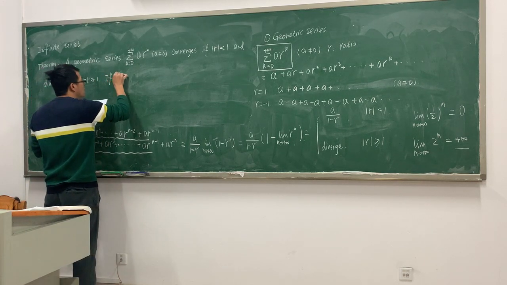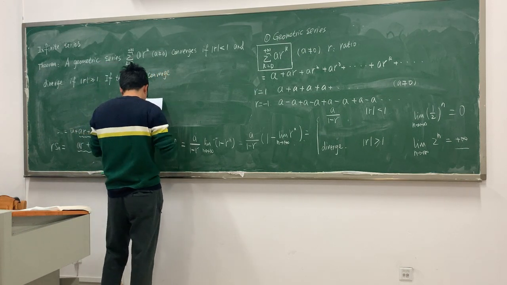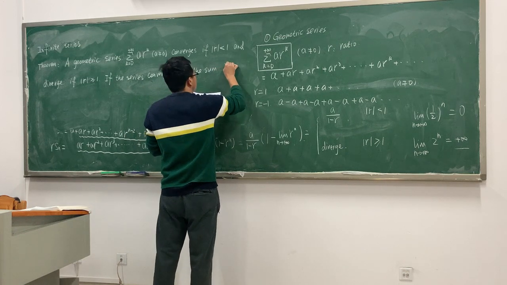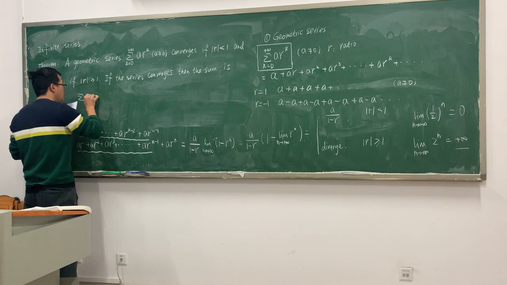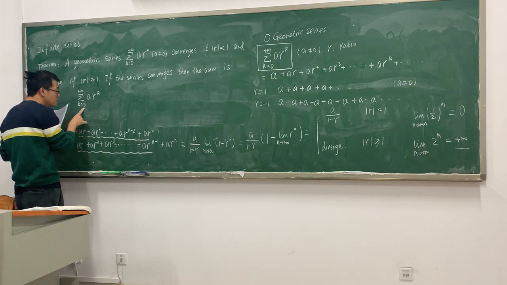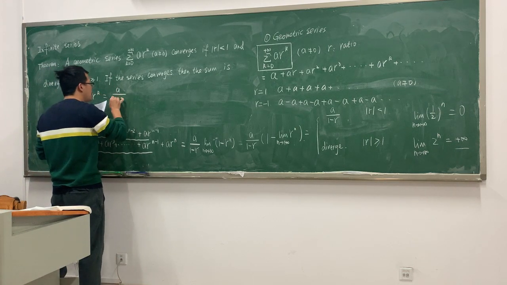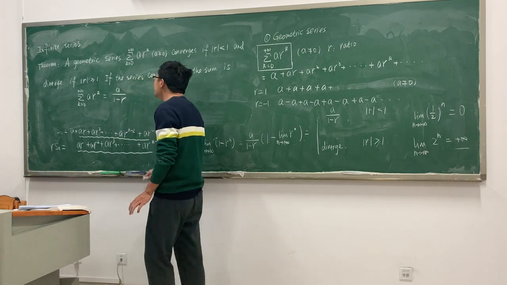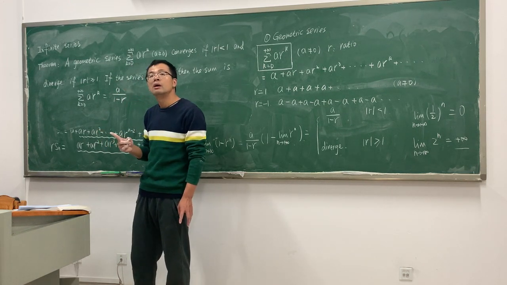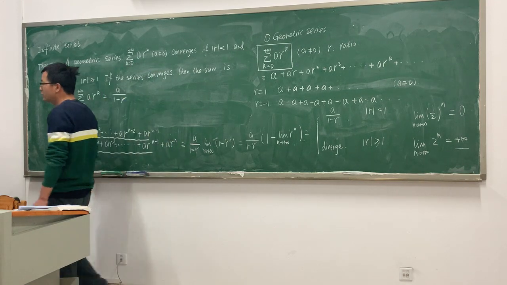And if the series converges, then the sum of sigma a r to the k's power, where k runs from 0 to plus infinity, is equal to a divided by 1 minus r. So this is the first term divided by 1 minus the ratio. Do you have any questions? The first term divided by 1 minus the ratio. So this is the result.